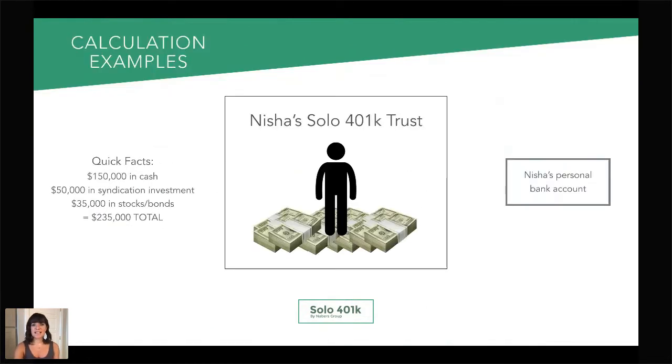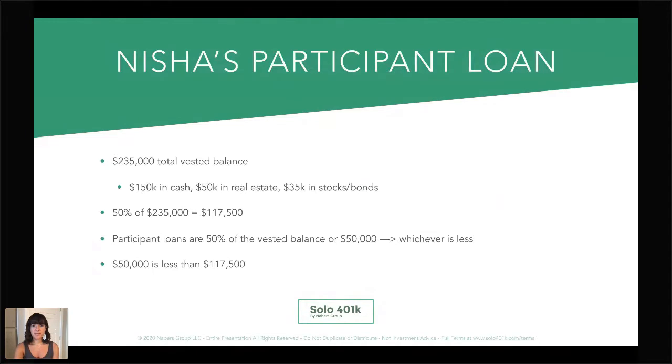So let's go over an example. So here's Nisha. Nisha has $150,000 in cash and then some other funds in investments. So total is $235,000. So you can see the breakdown. There's $50,000 in real estate, $35,000 in stocks and bonds, and that $150,000 in cash.